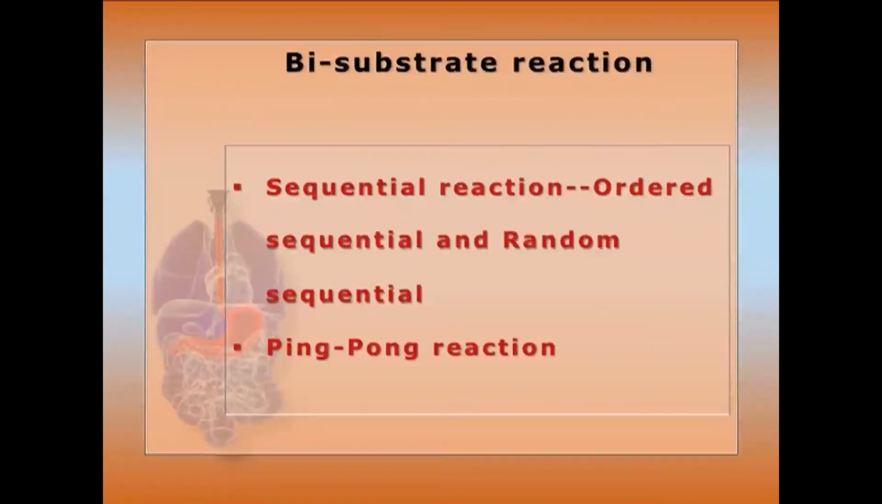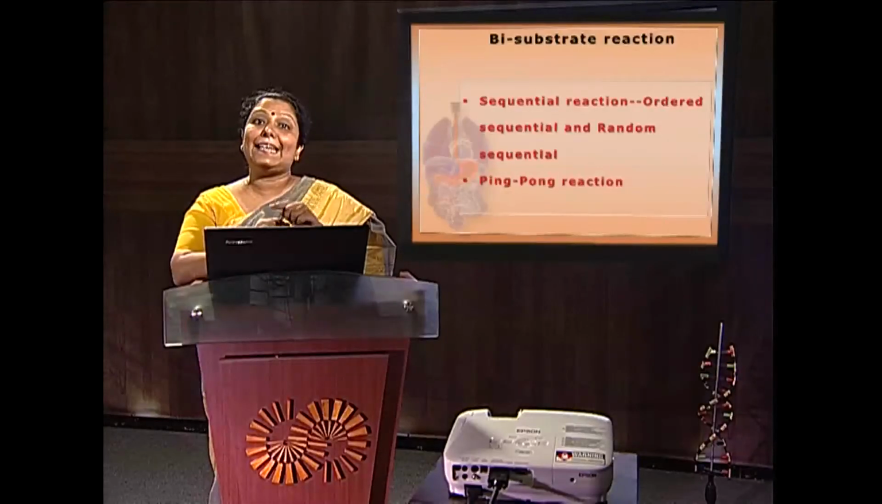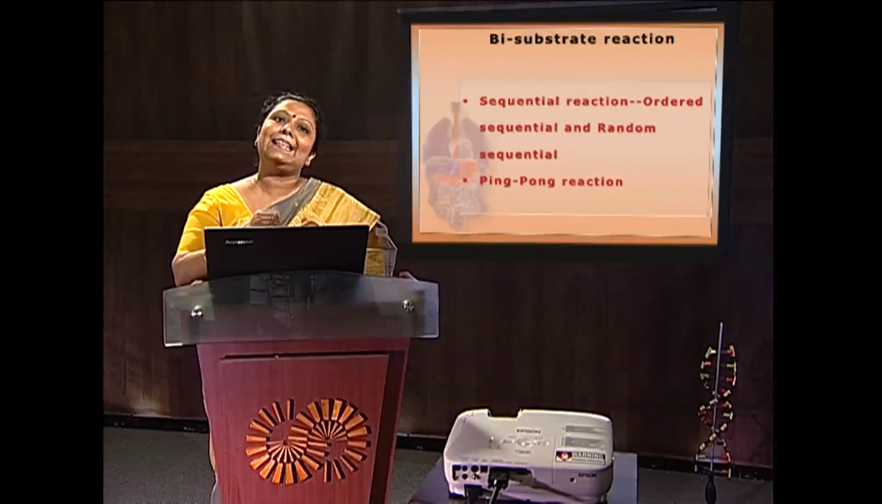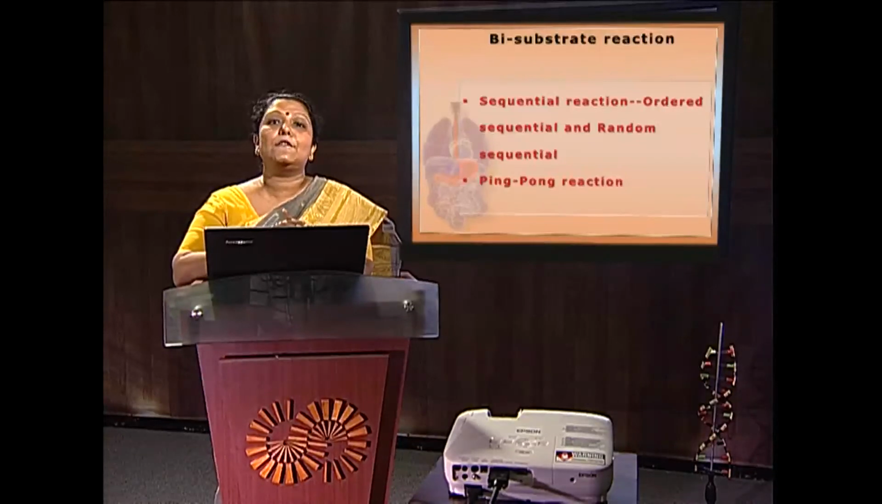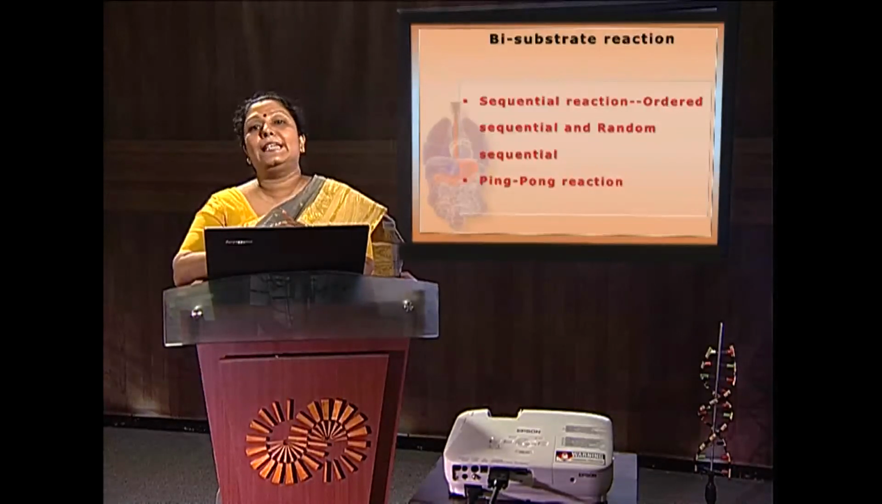One particular substrate donates some group and leaves as product, the next substrate comes and takes up that particular group, and then it is converted. That actually happens in case of the transaminase reaction by the presence of pyridoxal phosphate, which is converted to pyridoxamine phosphate.